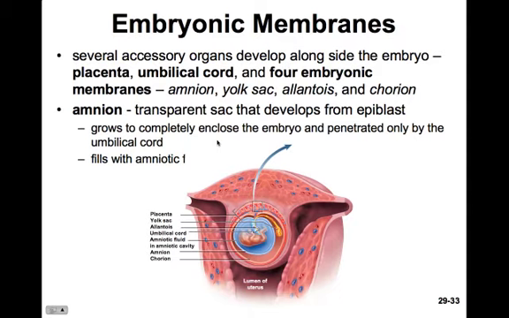The amnion is a transparent sac that develops from the epiblast. It grows completely to enclose the embryo, and it's penetrated only by the umbilical cord. It fills with amniotic fluid. You can see that amnion here.